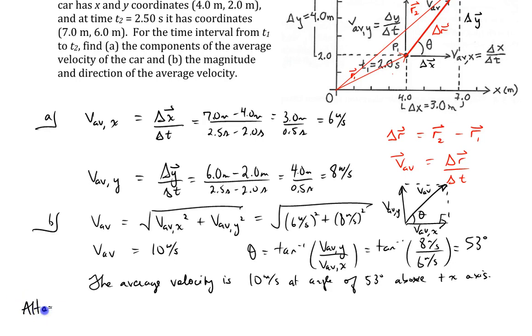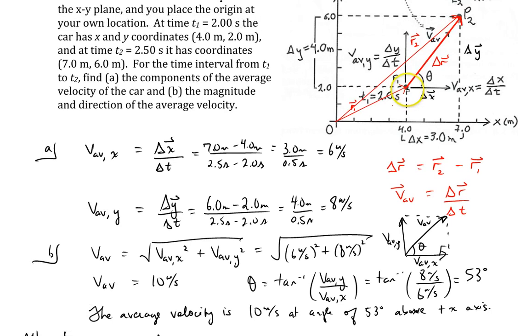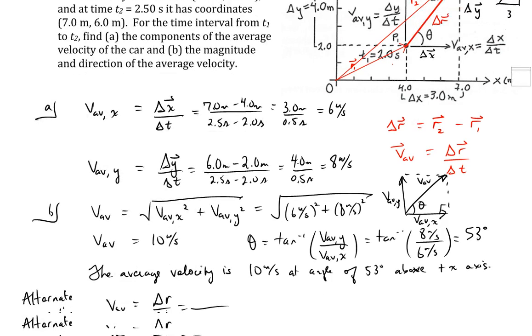I'll just write alternate solution. The alternate solution here would be the average velocity is the displacement divided by the time. And the displacement is really the displacement from position 1 to position 2. So it went a displacement of 3 meters, and here 4 meters. This is 3, and this is 4. What was its actual displacement here? Yes, that's 5 meters. So this is 5 meters divided by 0.5 seconds by using the Pythagorean theorem, and this gives you 10 meters per second.